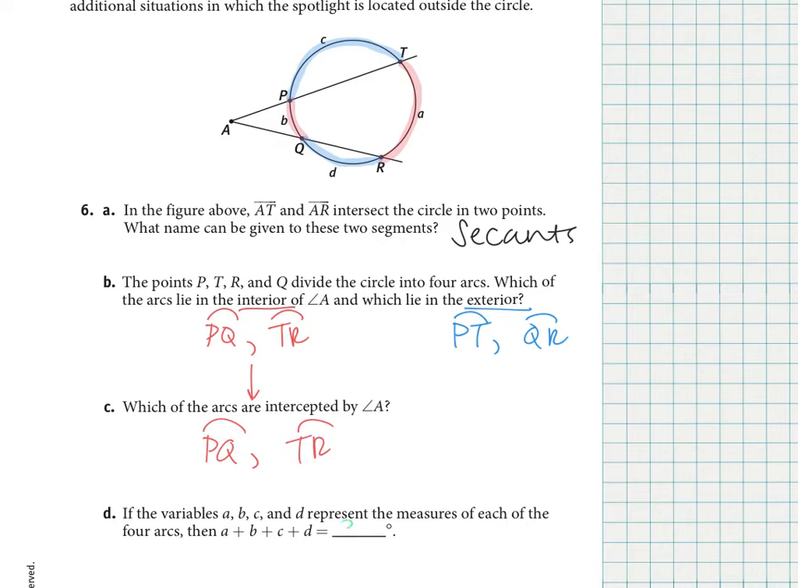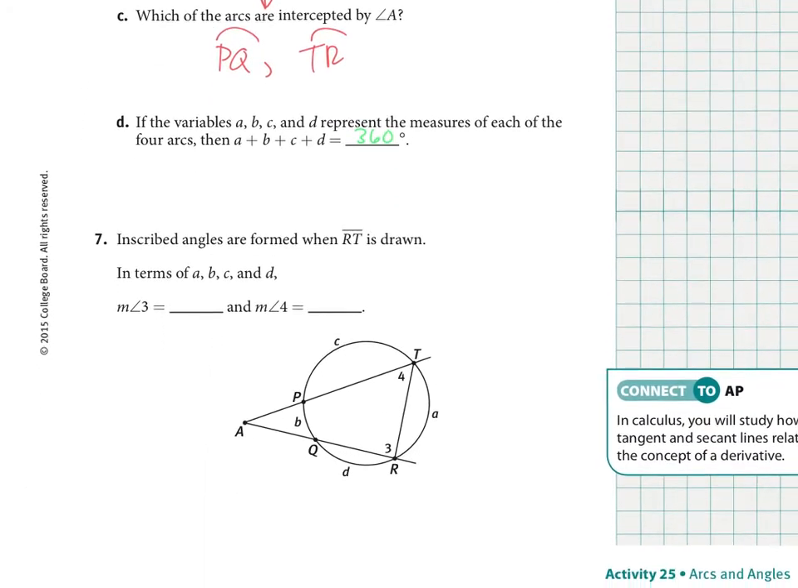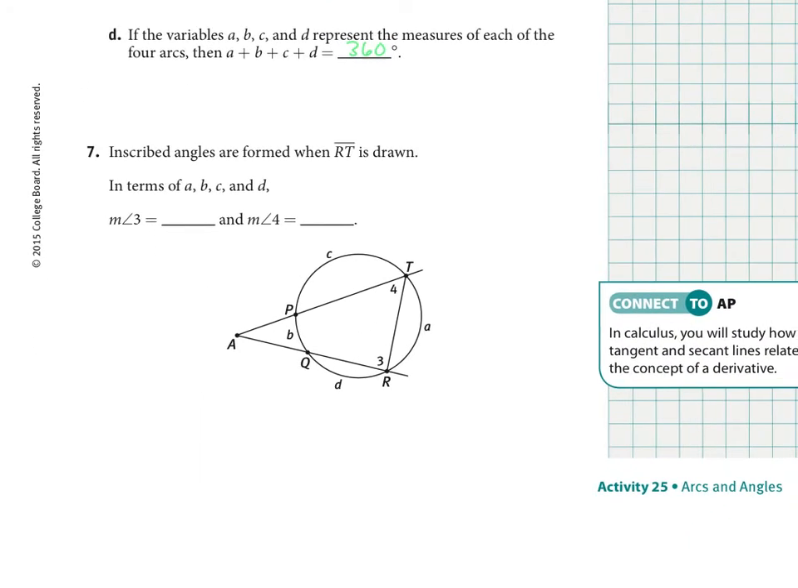That's right, it should be 360 degrees, since that makes our full circle. Let's keep going down to part number 7. So number 7 says inscribed angles are formed when RT is drawn. In terms of ABCD, we want to figure out the measure of angle 3 and the measure of angle 4. So keep in mind we might need to add a couple extra pieces for our knowledge.